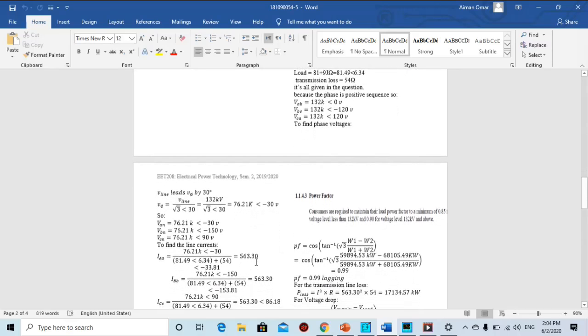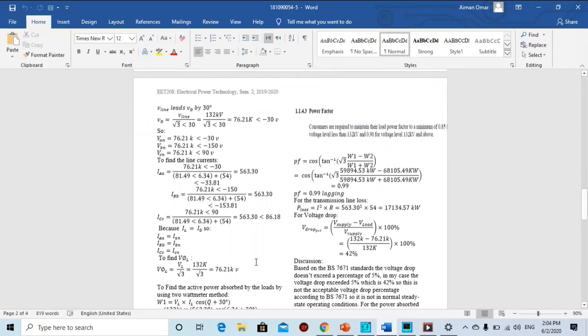To find the line current IAA, it's the V phase VAN over the Z load and the resistance of the transmission. So it will be 76.21K angle minus 30 over 81.49 angle 6.34 plus 54. So it will equal 563.30 ampere, angle minus 33.81.